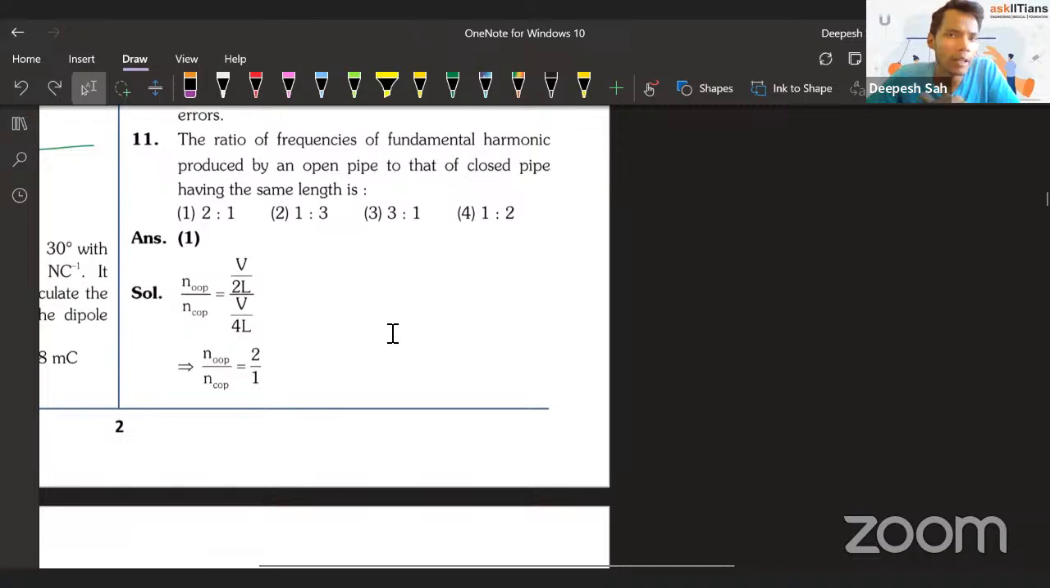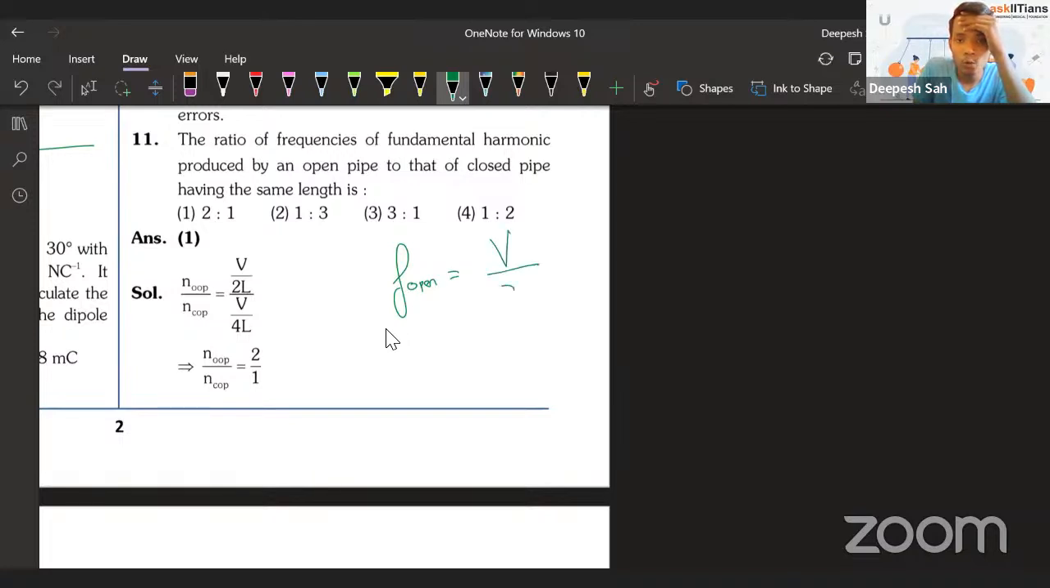The ratio of frequencies of fundamental harmonic produced by an open pipe to that of a closed pipe. So when we talk about the open pipe fundamental frequency, it is equal to velocity by 2 times the length of the pipe. Frequency for the closed one is velocity divided by 4 times the length of the tube. Okay. So of course, open pipe, closed pipe, we will take the ratio and the answer is 2:1.